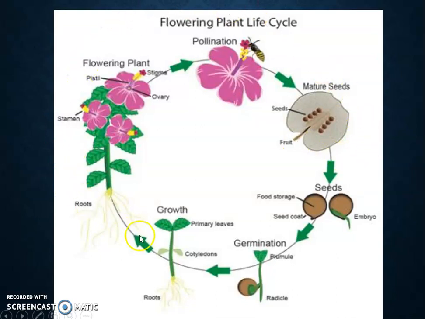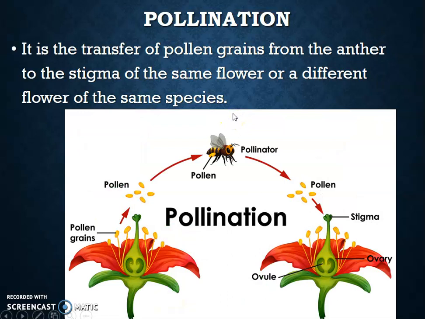So this is an image or a summary of the life processes that a flowering plant goes through, from pollination, which we're looking at today, to the maturation of the seeds and the seeds germinating to growth, forming another flowering plant. Now, pollination simply refers to the transfer of pollen grains from the anther to the stigma of the same flower or a different flower, but they should be of the same species.